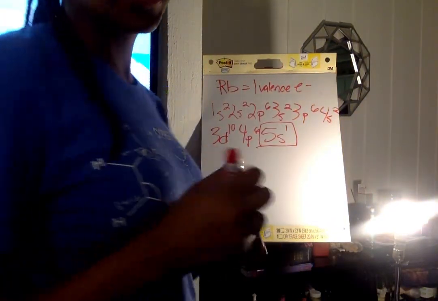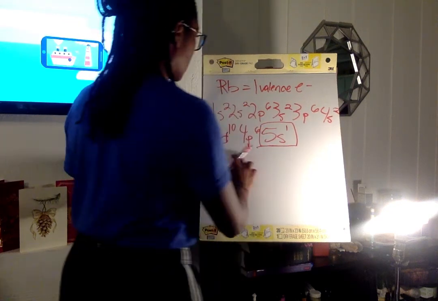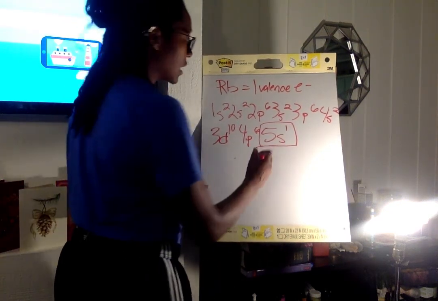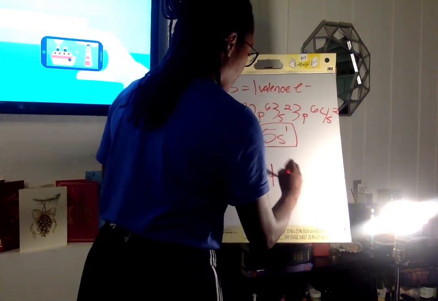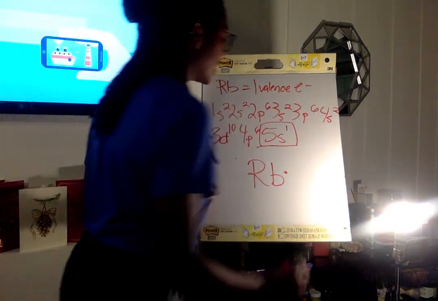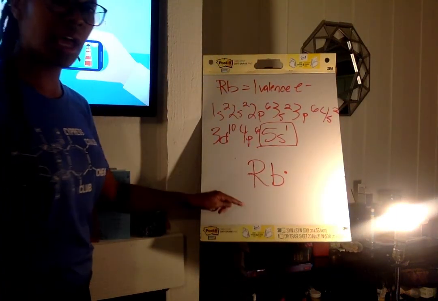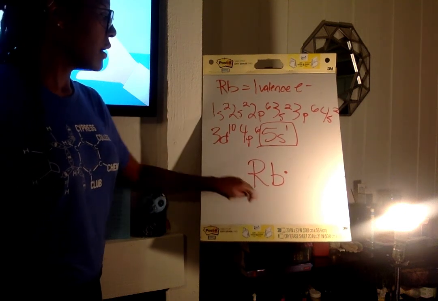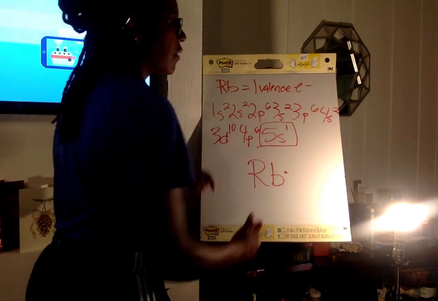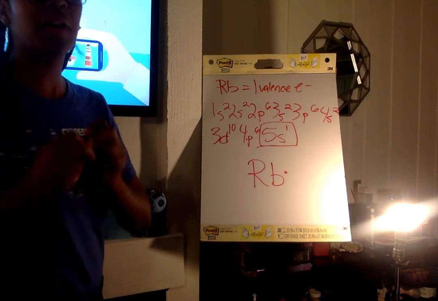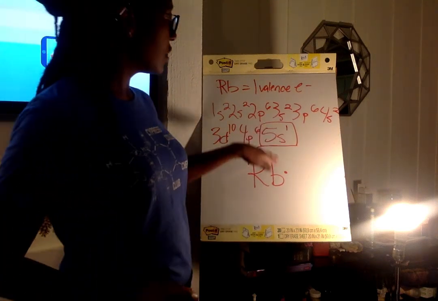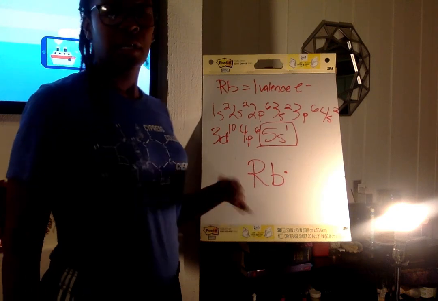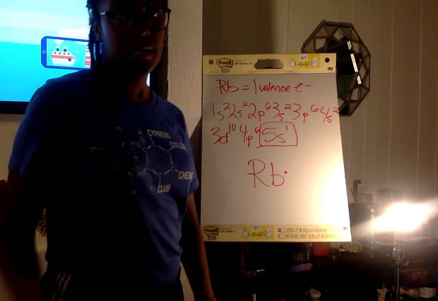This is how I feel. So if it has 1 valence electron, then how would I write this? Rb with a dot. And it doesn't matter where you start your dot. If you have several dots, you want to have them in 4 spots around the element, but it doesn't matter at what point you start. You start at the top, you start at the bottom, as long as it's on one of the sides. Okay? All right.